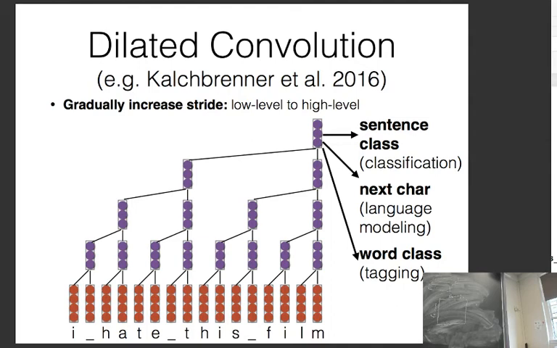I'm sorry, I wish I had a better figure on the slides now, but you can look up the Dilated Convolution paper that's cited on the page, and it might be significantly more clear after you take a look at the figure there.